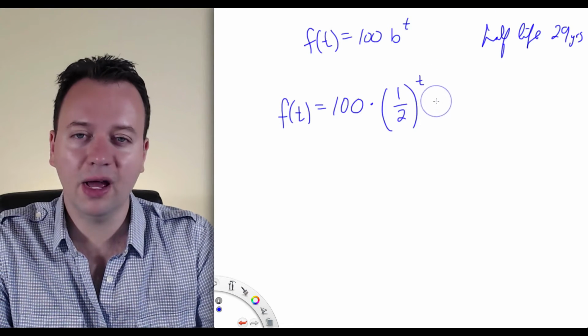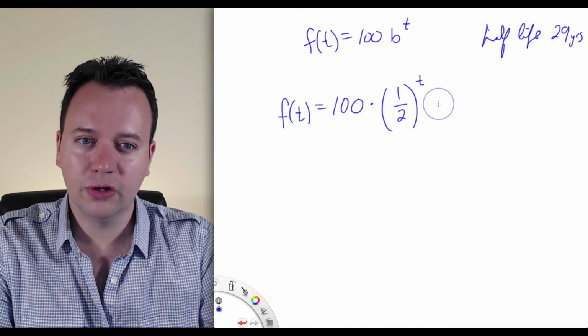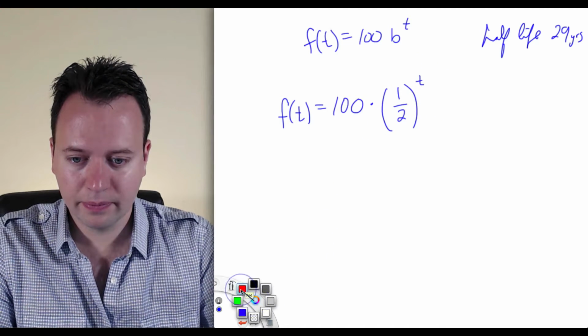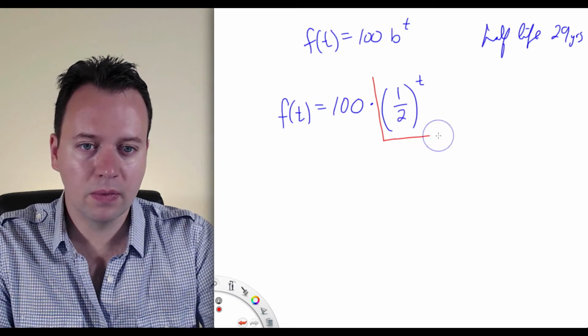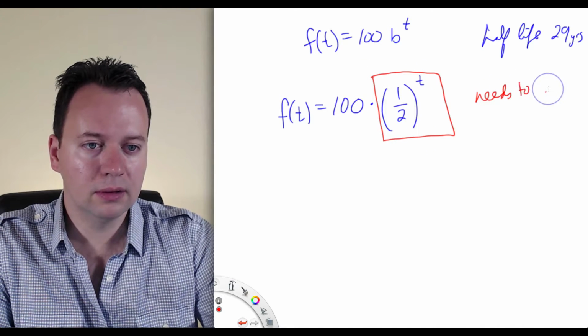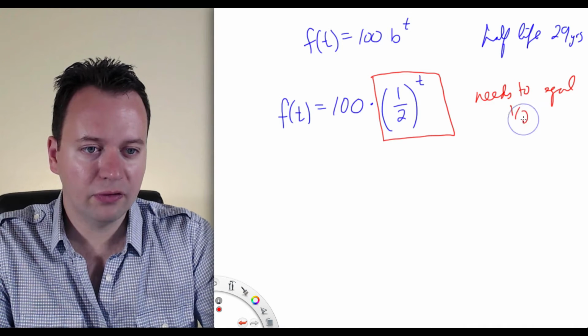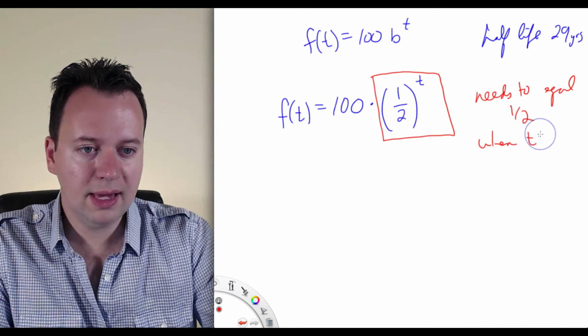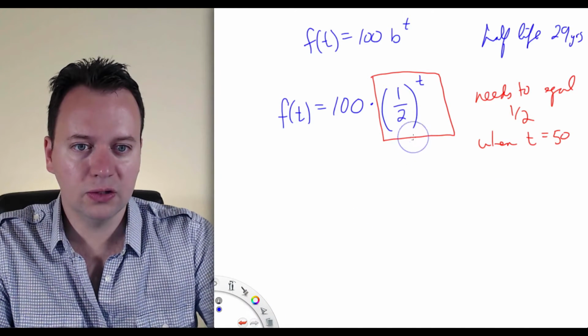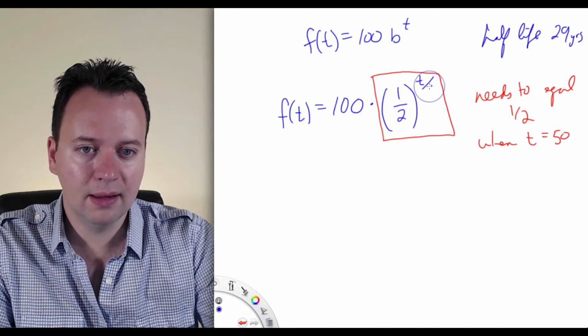So I want to multiply t by something so that this quantity needs to equal 1/2 when t is equal to 50. So how can I do that? And the answer is to divide t by 50.